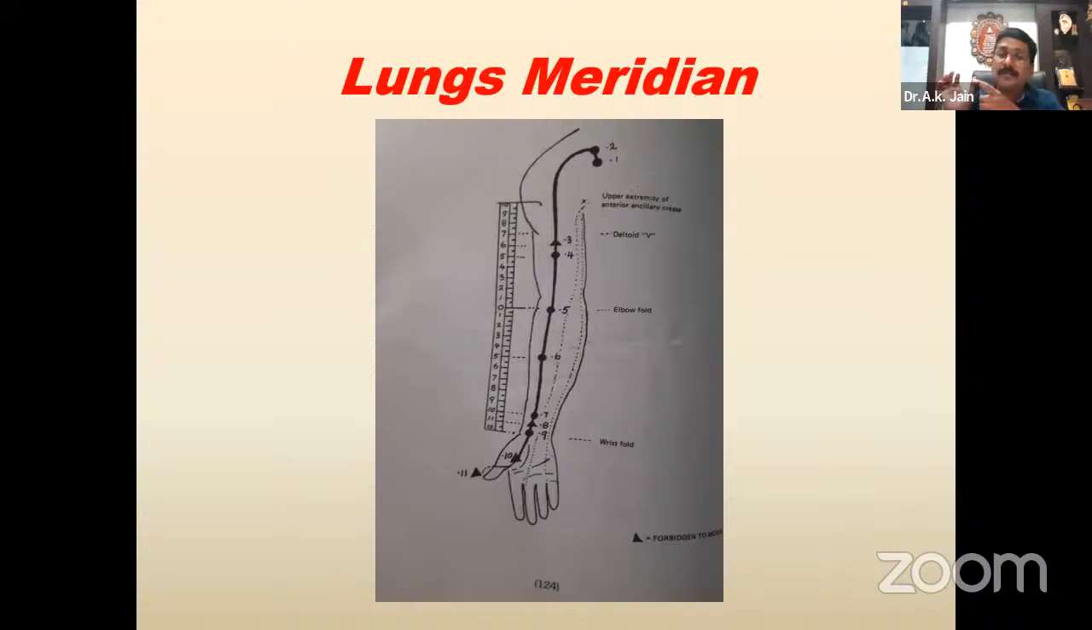And the last point, LU11, is on the lateral side of the thumb. This point is located on the extensor aspect of the thumb, at the junction of the line drawn along the radial border of the nail and the base of the nail, approximately 0.1 cun from the corner of the nail.